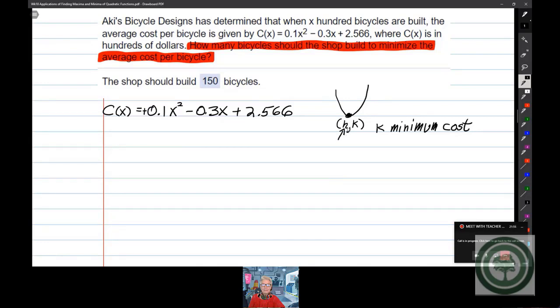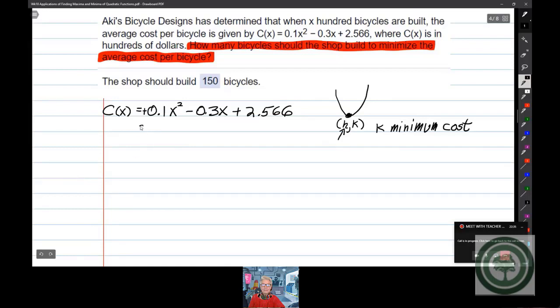If Aki makes that many bicycles, Aki will have this kind of minimum cost. We'll be able to minimize the cost of the company. Okay, so let's do this thing. We're going to find H, and that's all there is to it. Except we have to remember that if the answer is X equals 1, that's 100. Okay, if X equals 2, it's 200.